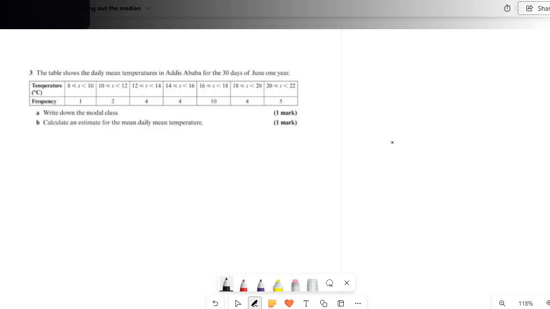For the last math, the table below shows the daily mean temperatures in Addis Ababa for the 30 days of June one year. So we have temperature in range just like before and the frequency. Now you might look at the temperature and be confused, but don't be worried because they're exactly the same. For example, in this case, 20 is less than or equals to T is less than 22 is the same as 20 to 22. And if you notice, all of the class boundaries are connected to each other. So we do not have to apply the correction formula again because they're already corrected.